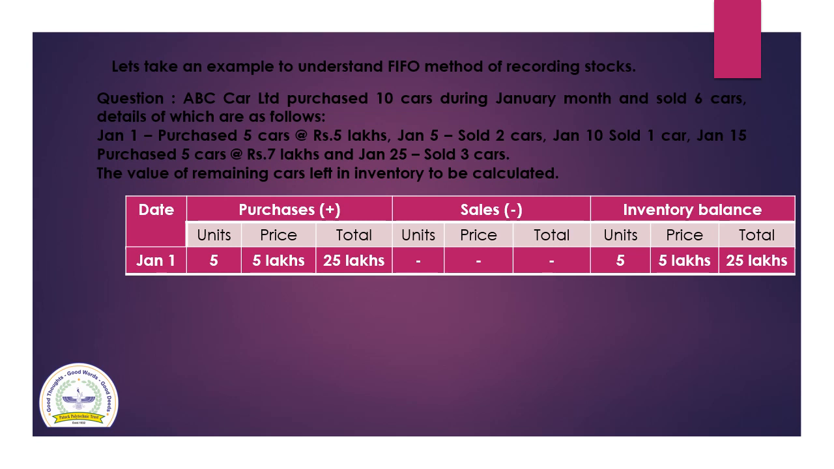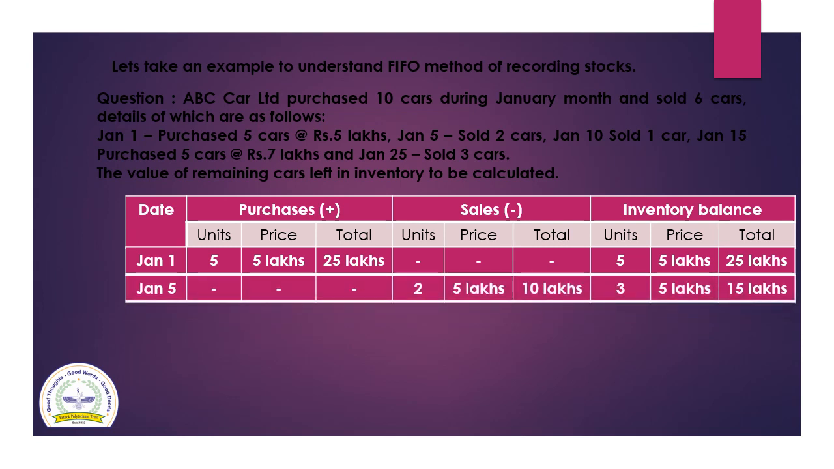The first transaction, Jan 1st, they bought 5 cars. So 5 cars will be units here, so 5 units in the purchases column. Each car cost 5 lakh, so the total cost will be 25 lakhs. There was no sales recording on that day, so we will not write anything in the sales column. Let's go to the inventory balance. The same 5 cars will be stored in the inventory.